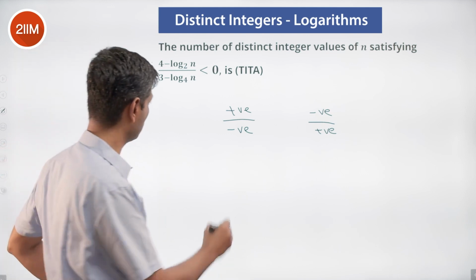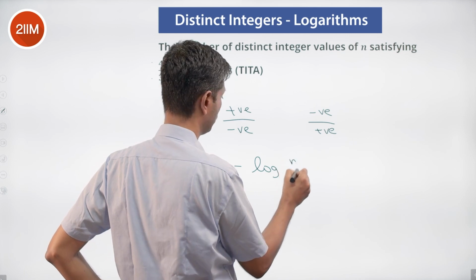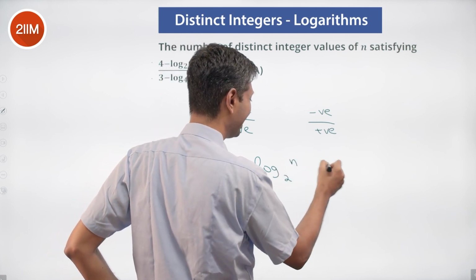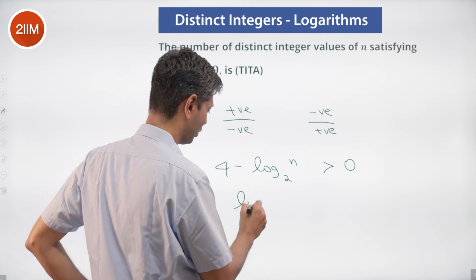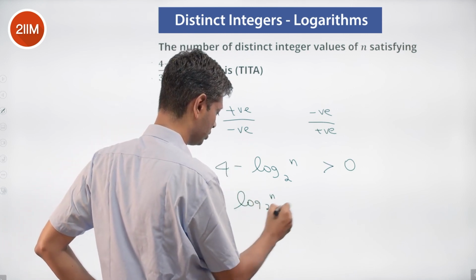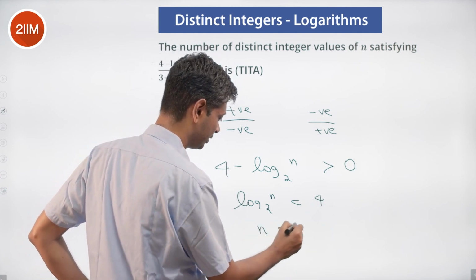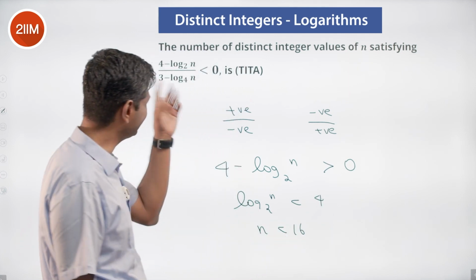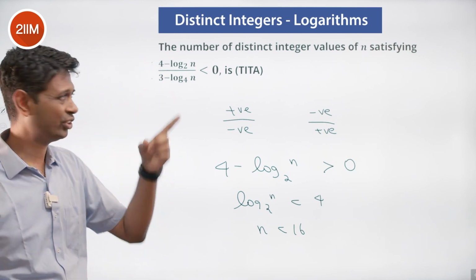I'm going to solve for 4 minus log n to the base 2 greater than 0. Okay. Or log n to the base 2 is less than 4. 2 power 4 is 16, n less than 16. N is less than 16, this is positive. N is equal to 16, this is 0. N greater than 16, this is negative.